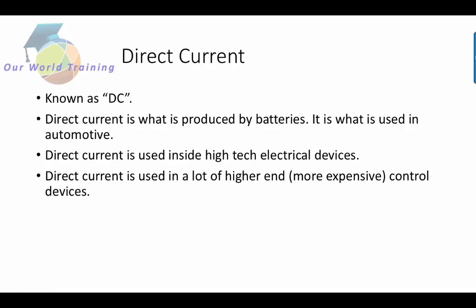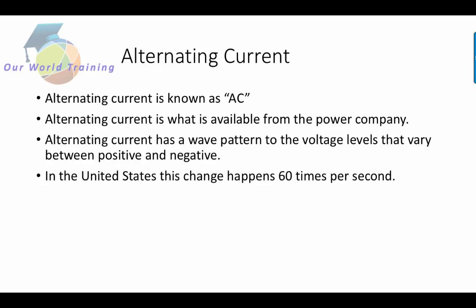Direct current is known as DC. Okay, direct current is what's produced by batteries. It's what's used, as I said, in automotive. Direct current's used inside high-tech electrical devices. Your computer, your iPad, your cell phone, all uses direct current. A lot of the higher end and more expensive control devices in building controls use direct current as well. That's why we have to talk about it a little bit, because it's where the world is going.